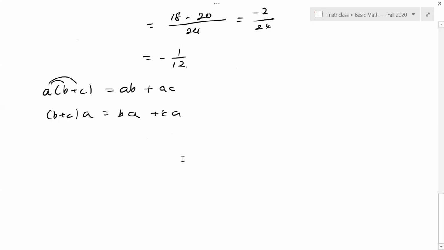Okay, so if you have negative (5 minus 4), you can do the following. You can say, here, 5 minus 4 is 1, so it's negative 1. But you can also remove the parentheses: negative 5 plus 4, because negative times 5 is negative 5, and negative times negative 4 is going to be positive 4. Then negative 5 plus 4 is going to be negative 1.